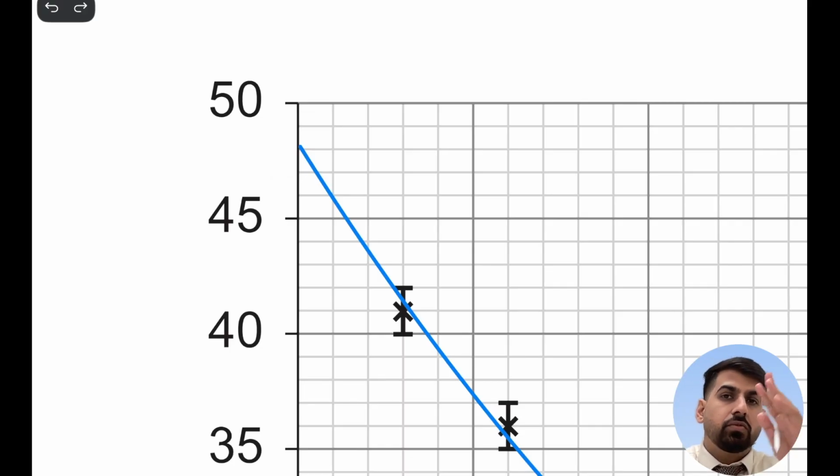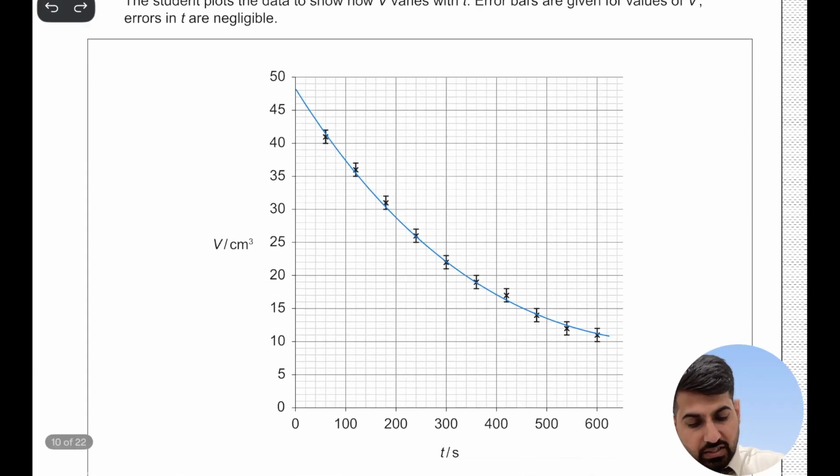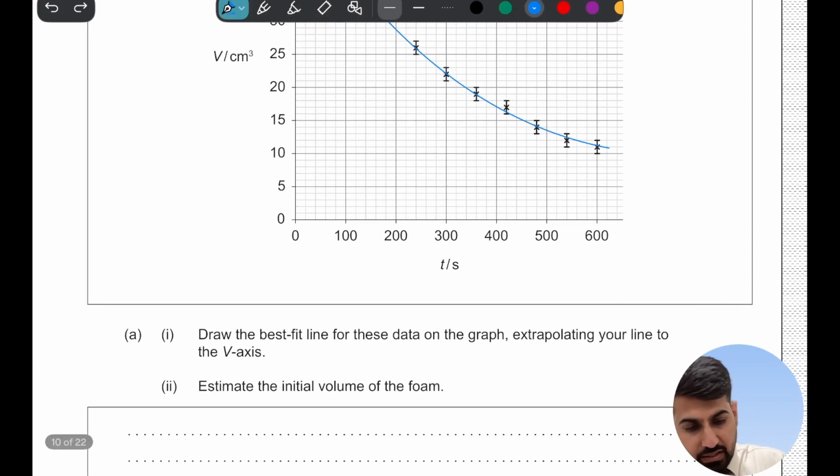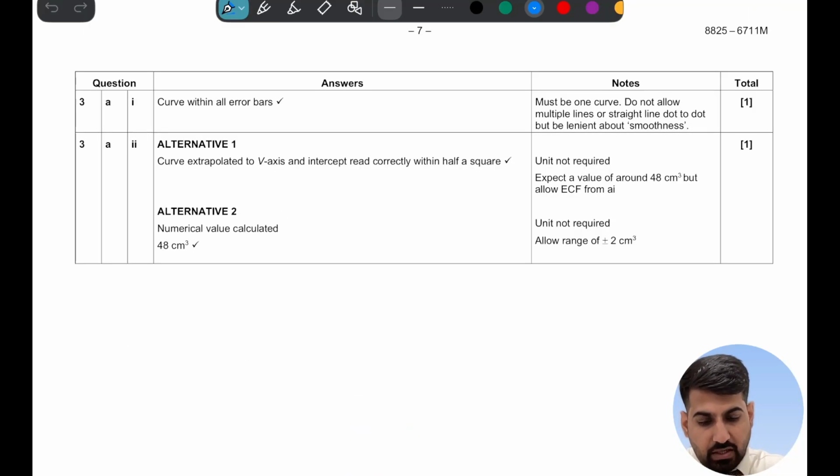There is a little bit of range in your marking scheme as well. It doesn't matter if you don't have exactly 48, if it is plus minus something that you will see in the marking scheme, that will be considered. So as of now, for me, it is 48. So I will write it down here. The estimated initial volume is 48 centimeter cube. So let us see the marking scheme.